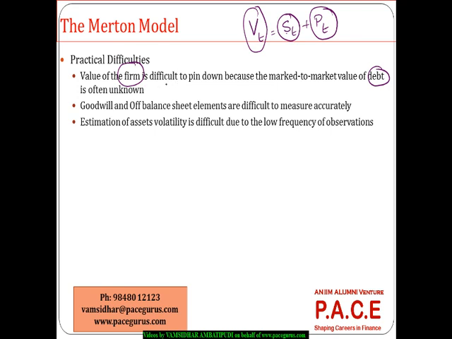And along with that, there are a few elements on the balance sheet, like goodwill and off balance sheet elements, which are not that easy to measure on a regular basis, which means the book value of the assets is also slightly difficult to work out. And the volatility of the assets is not that easy to obtain because of the low frequency of observation. So because of such scenarios, the Merton model for practical usage might have its own set of limitations.